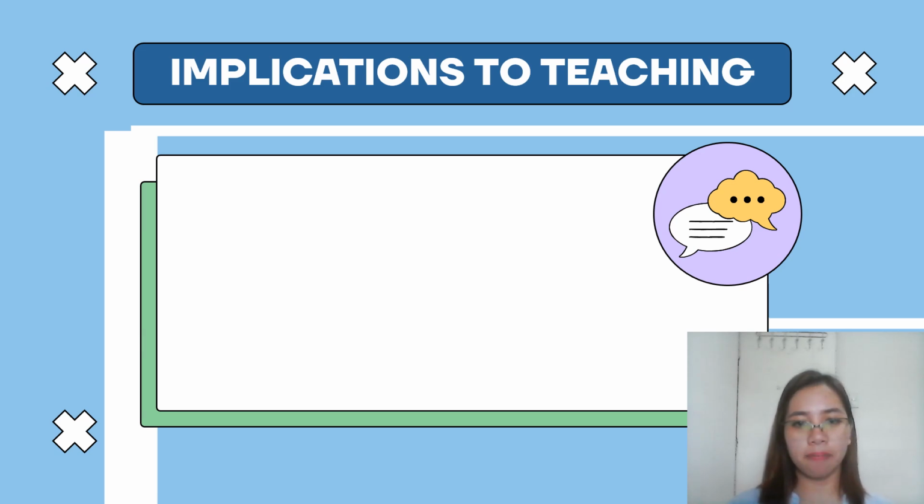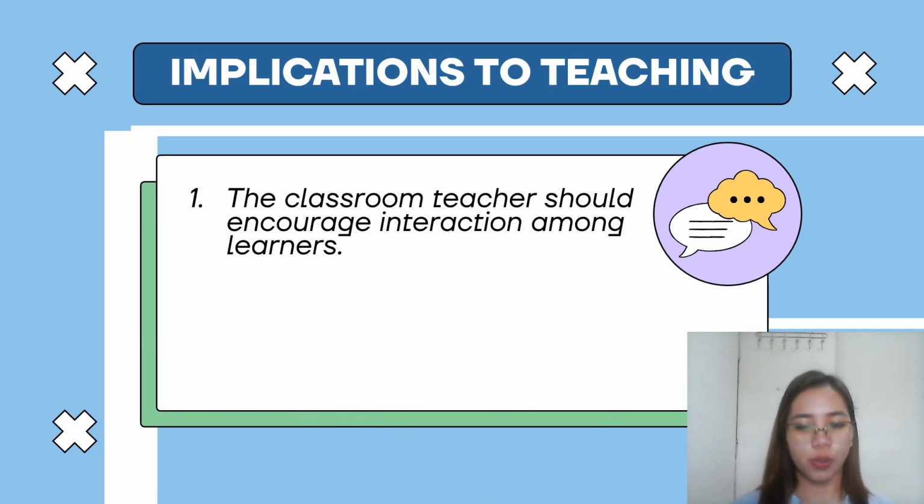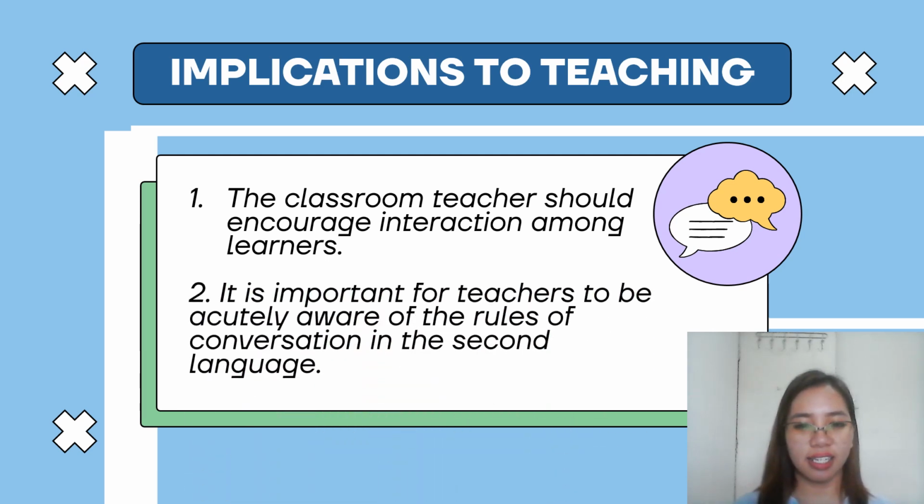Now we have the implications to teaching. So the first one is the classroom teacher should encourage interaction among learners. The second is it is important for teachers to be acutely aware of the rules of conversation in the second language. So the teacher should be guided by the modern concept that one learns how to do conversation, one learns how to interact verbally, and out of this interaction, syntactic structures are developed.